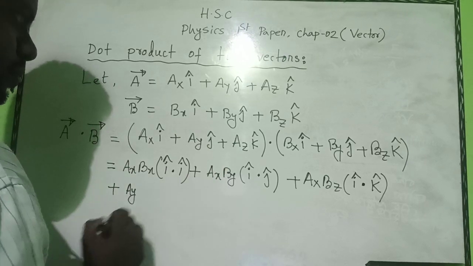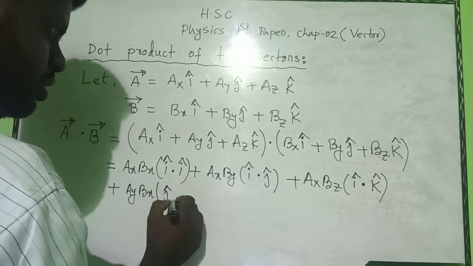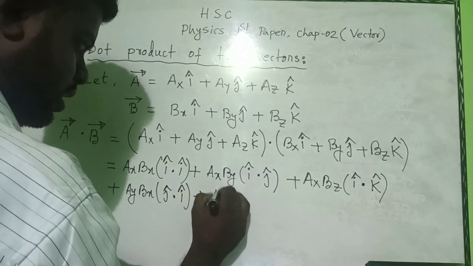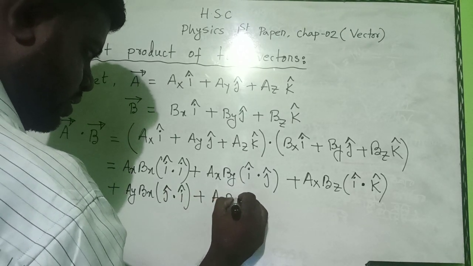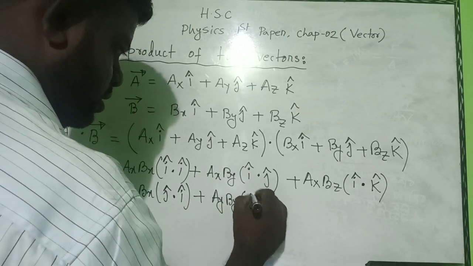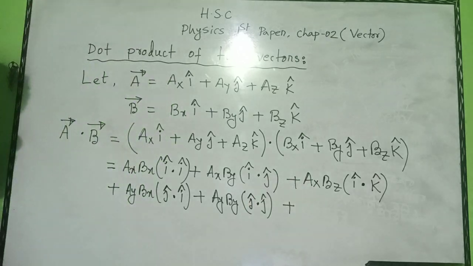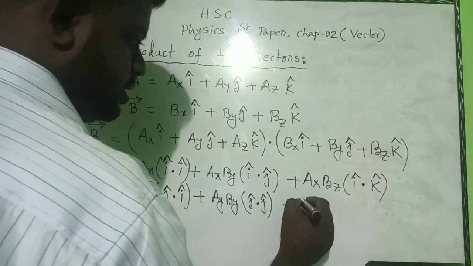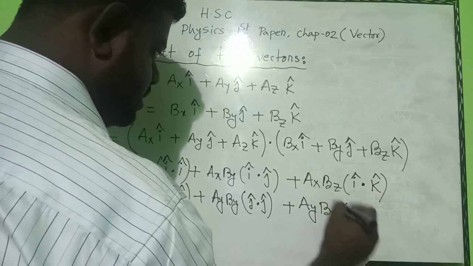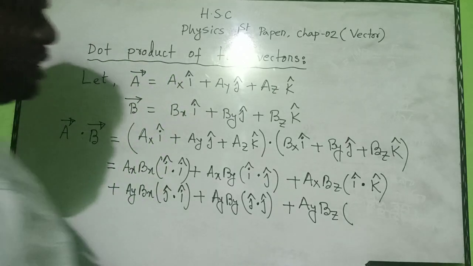ay bx, j dot i, plus ay by, j dot j, plus ay bz, that is j dot k.